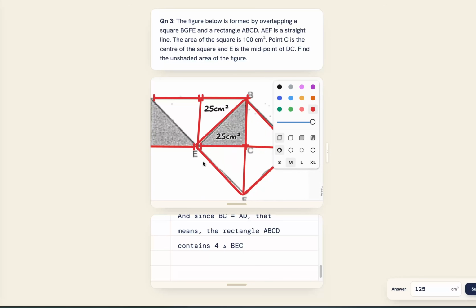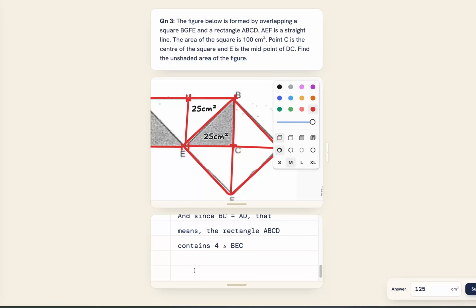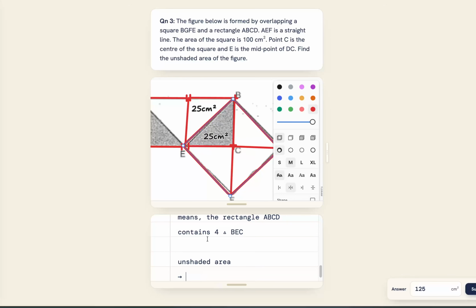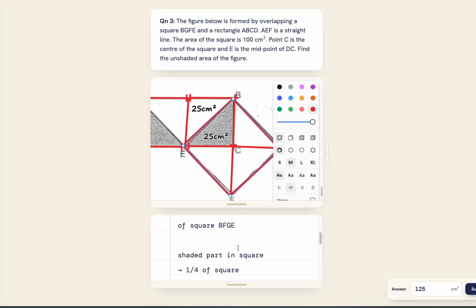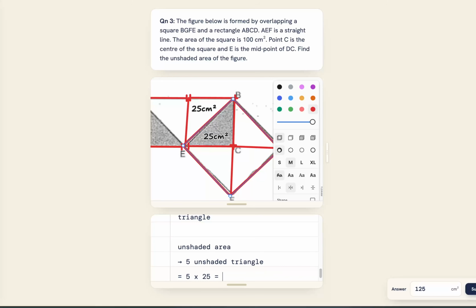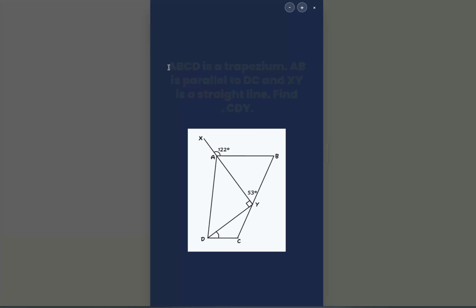If you look at the image to find the unshaded area, if you were to count the number of unshaded triangles, what would be the number? If you count 1, 2, 3, 4, and 5, so this will be 5 unshaded triangles. Since we know each part is 25 centimeters square, 5 times 25 gives us 125 centimeter square. Right, there you go.